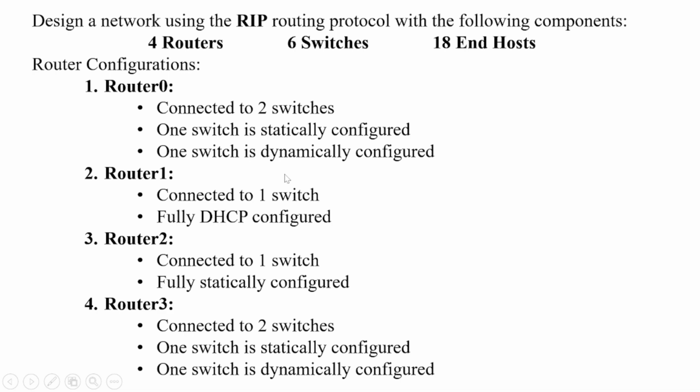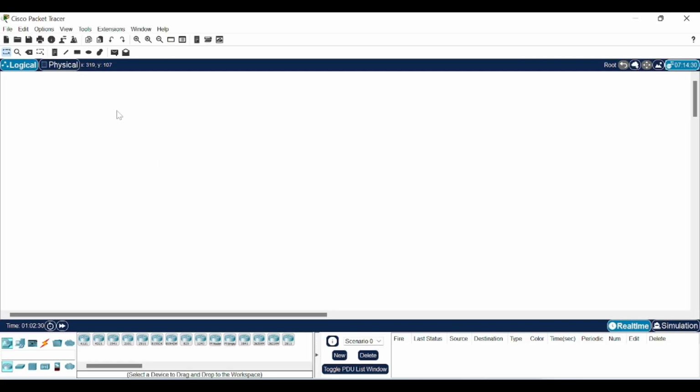Okay, let's try to make this network using Cisco Packet Tracer. This is the Cisco Packet Tracer software interface. Here we take 4 routers at first. We use PT-Empty routers.